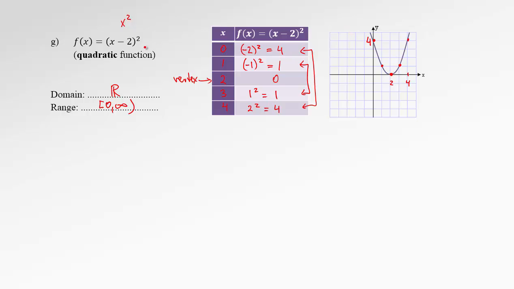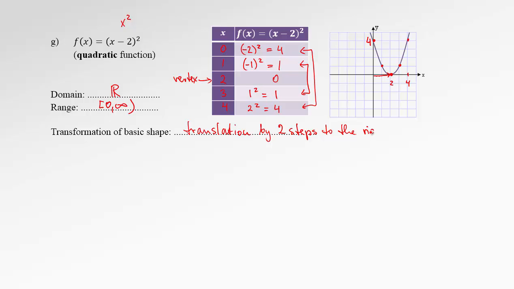Okay, and now again, let's try to describe the transformation of the basic shape, basic parabola, in order to obtain this particular parabola. Here's our basic shape. What do we need to do? Well, we need to move it to the right by 2 steps. Here's how it looks like. They match each other. Okay, so the transformation is again translation, but this time horizontal translation. Remember, before it was vertical translation, now it's horizontal. So translation by 2 steps to the right.